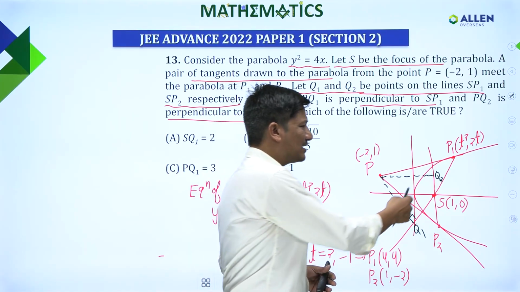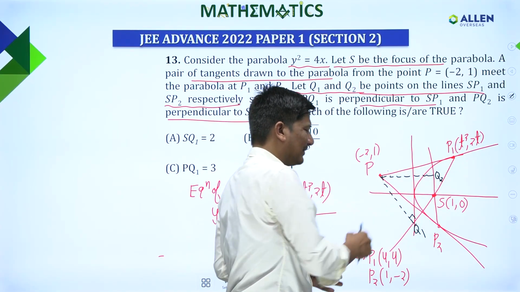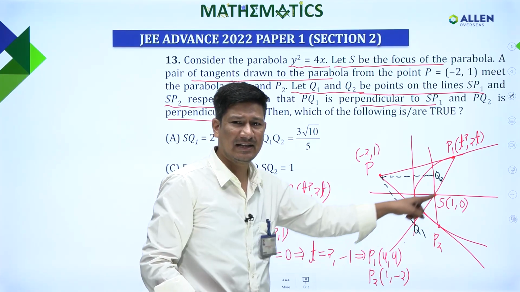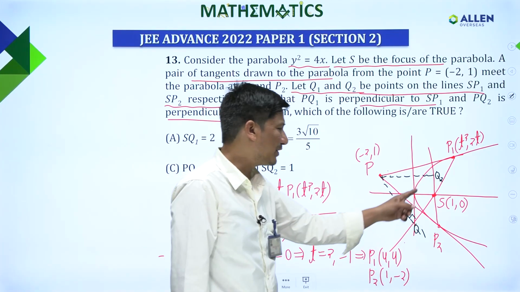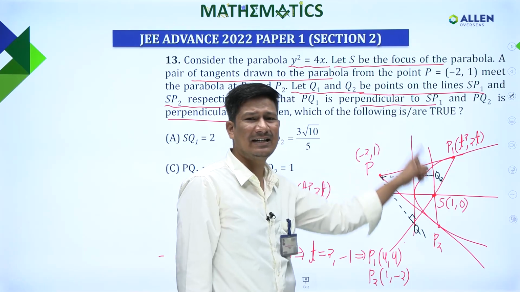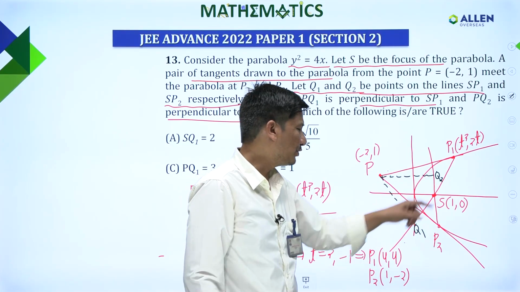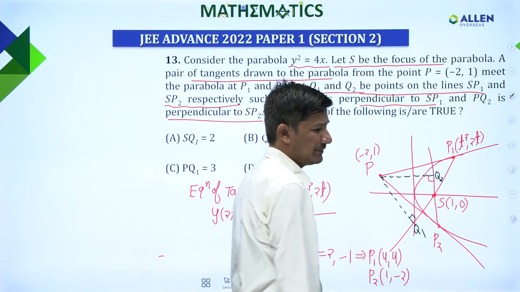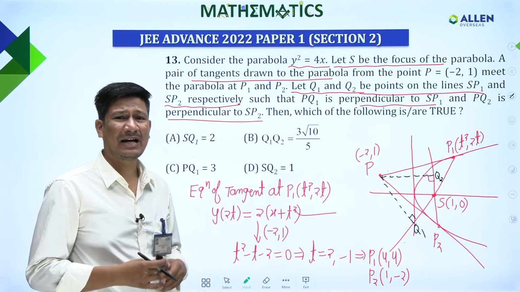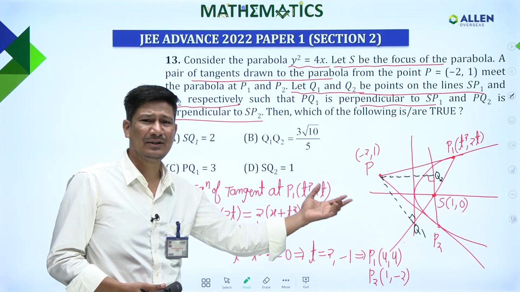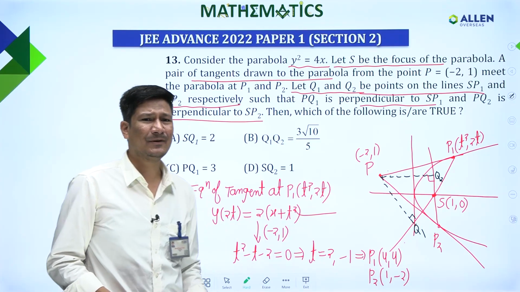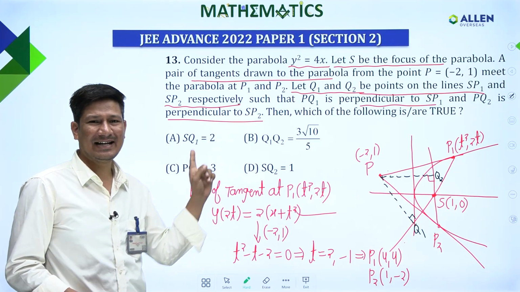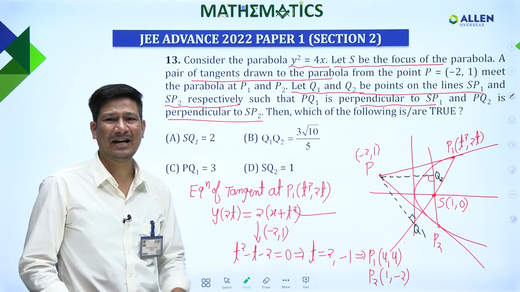So guys, what I did, I joined SP1. If you extend it and draw the perpendicular from point P, that is the point Q1 on the SP1 line. Similarly, if you draw the line SP2 and extend it, that Q2 is the other point on the line SP2. Now guys, our ultimate target is to calculate the values of Q1 and Q2, because depending upon the options given in the question, we have to calculate SQ1, PQ1, like that.